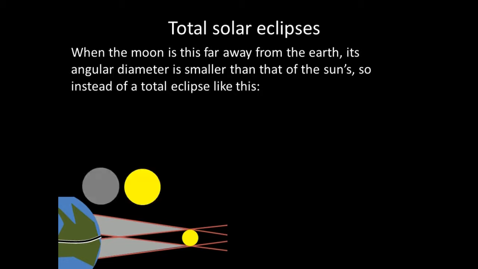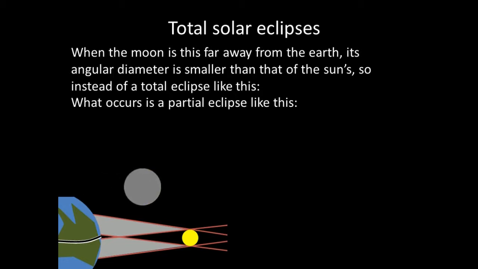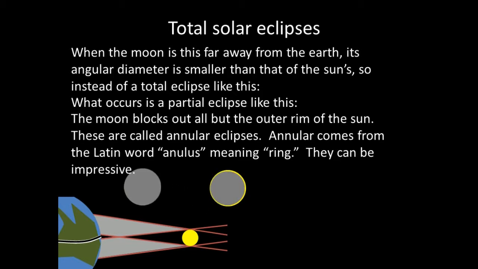So instead of a total eclipse like this, what occurs is a partial eclipse like this. The moon blocks out all but the outer rim of the Sun. These are called annular eclipses. Annular comes from the Latin word annulus, meaning ring, and they can be impressive.